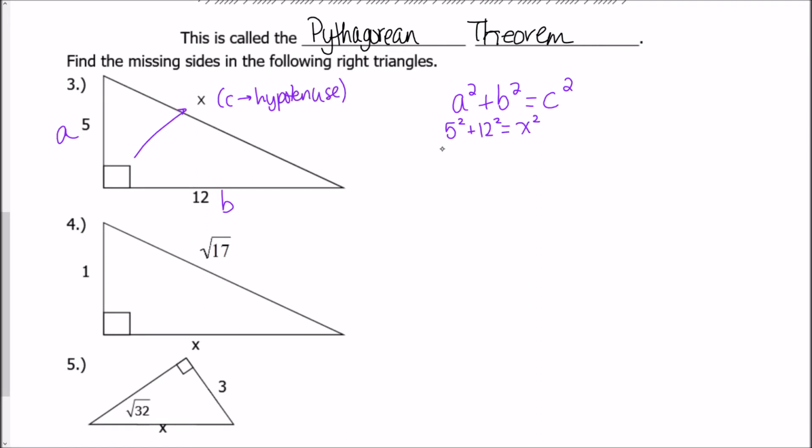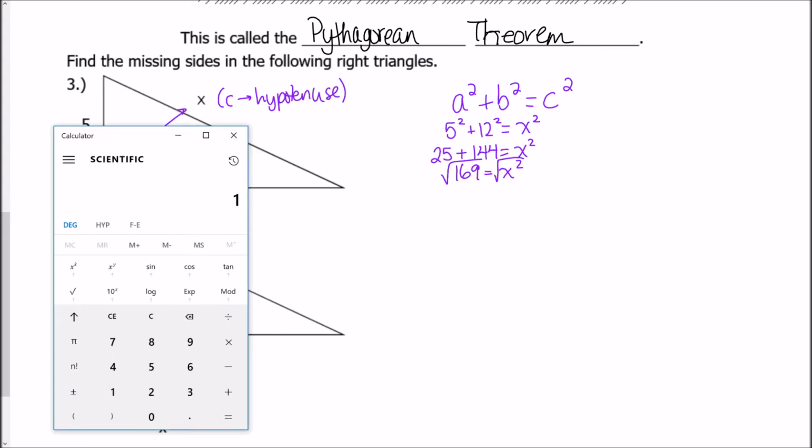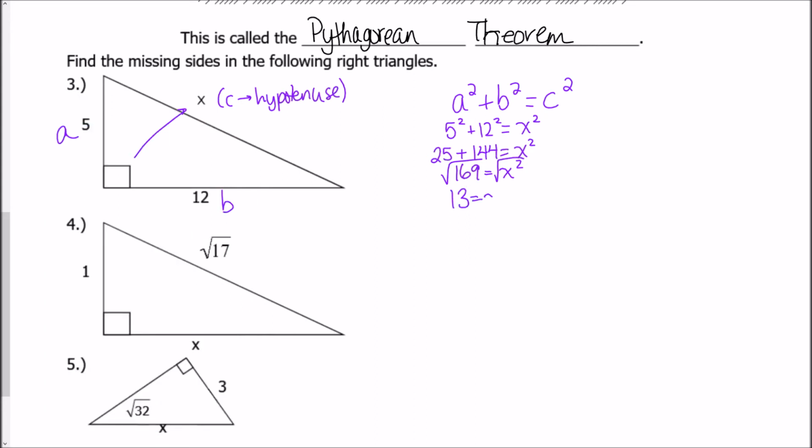I have to evaluate the left side of my equation using order of operations, so I'm going to do my exponents. So 5 squared is 25 and 12 squared is 144. And then I'm going to collect my like terms, so I get 169 equals x squared. And then to undo squaring something, I'm going to square root it. And when I take the square root of 169, I end up getting 13. And that's a perfect square that I would like for you to have memorized. So x is 13 in question number 3.